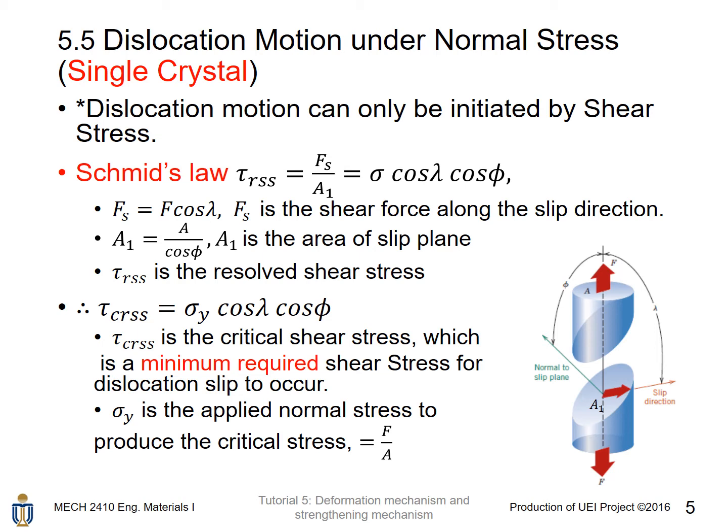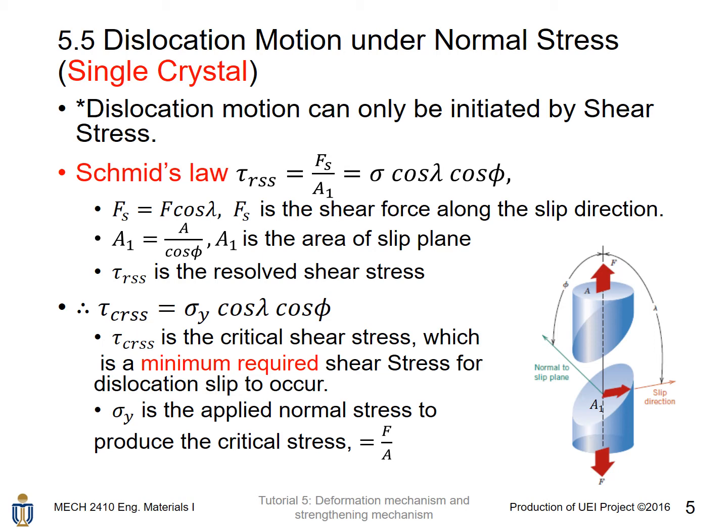Dislocation motion under normal stress for a single crystal is very important. The first thing is that dislocation motion can only be initiated by shear stress, and that's why somebody derived a law using such a principle, and it's called Schmid's law. And there is one limitation. This one can only be applied to a single crystal material. That is a material containing only one crystal, and the crystal itself is the whole material.